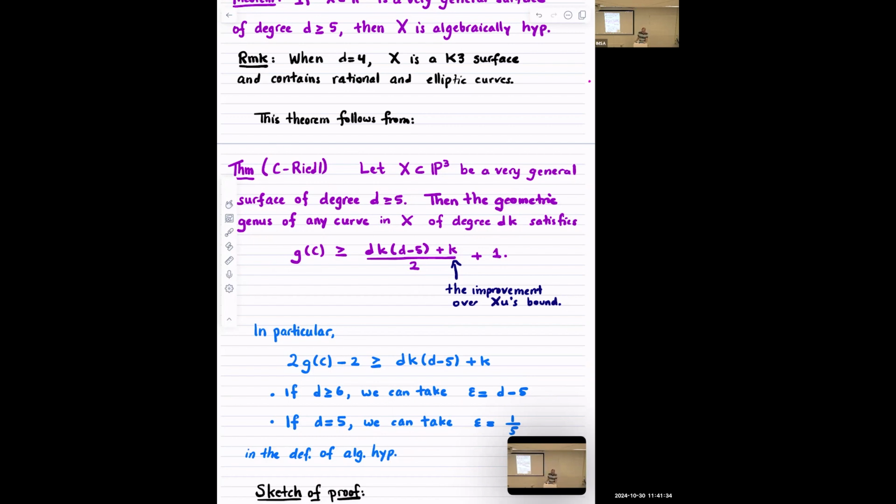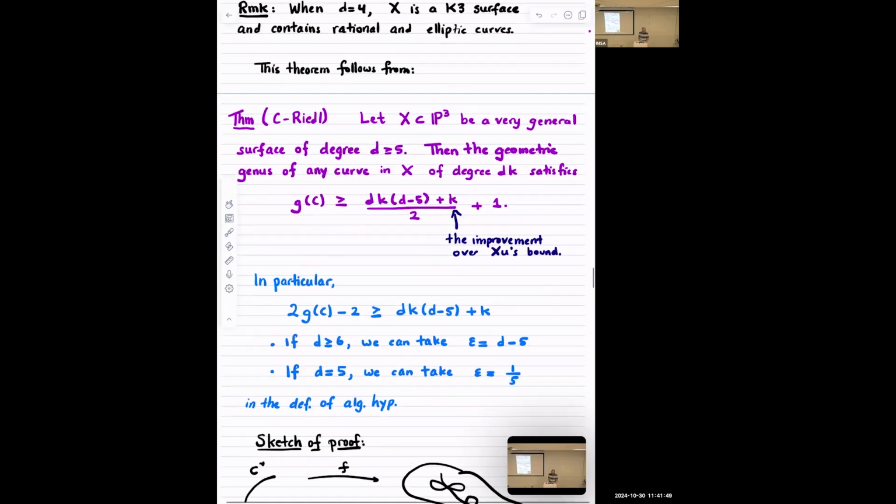And what I should say is that Xu had similar bounds. The main improvement is this additional plus k that allows you to handle the quintic surface case. So in particular, if you want to work out what 2g minus 2 looks like, it looks like d k times d minus 5 plus k. So for all hypersurfaces of degree at least 6, you can take epsilon to be d minus 5. For degree 5, you have to take it 1/5. Yeah, so these epsilons do come up, and you're trying to improve that.